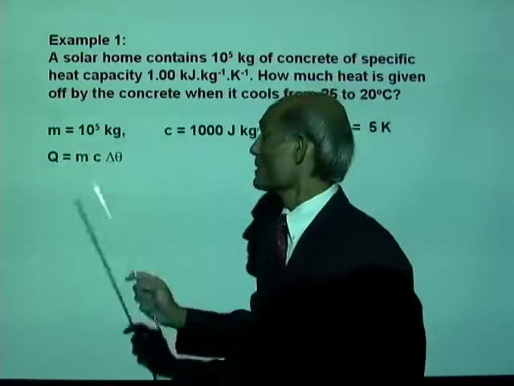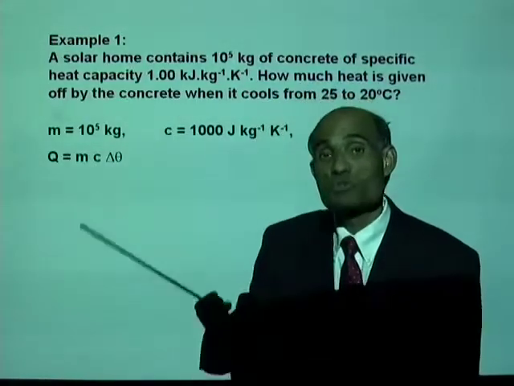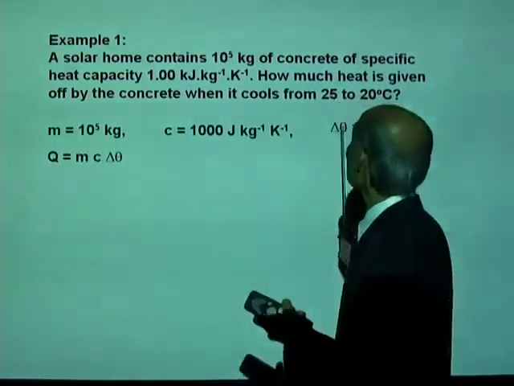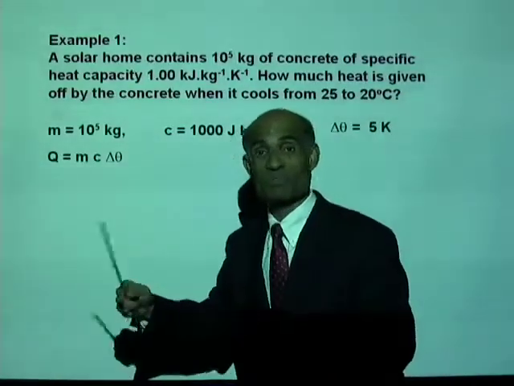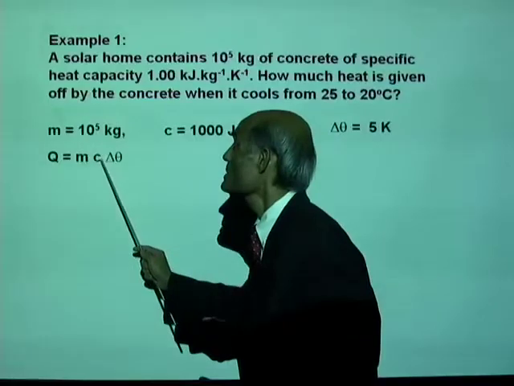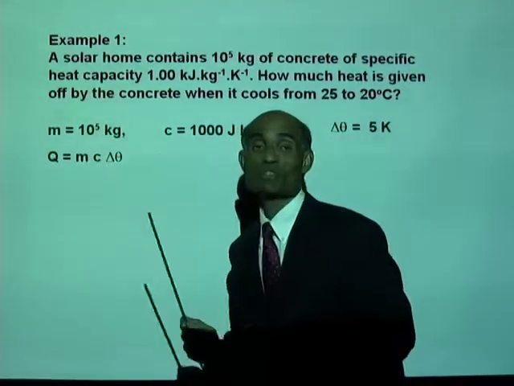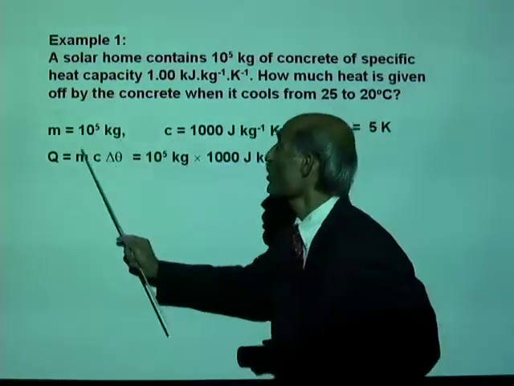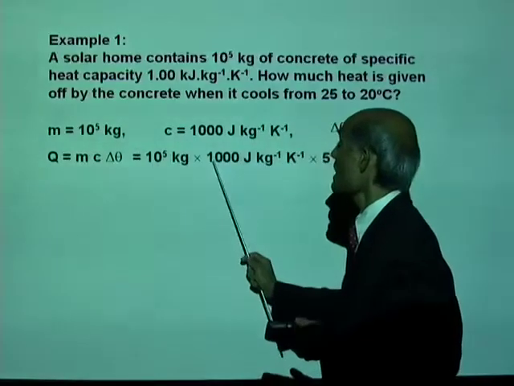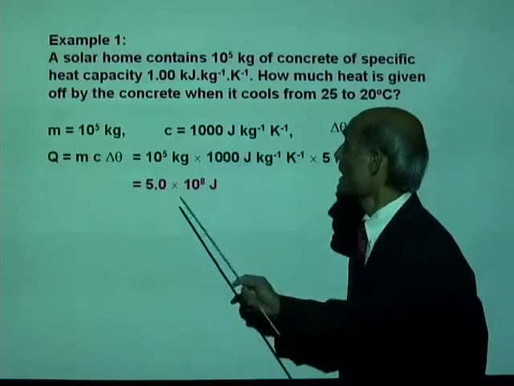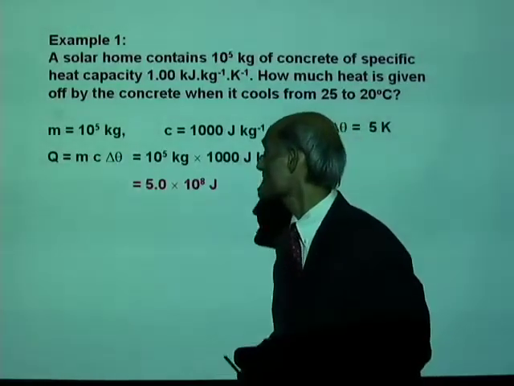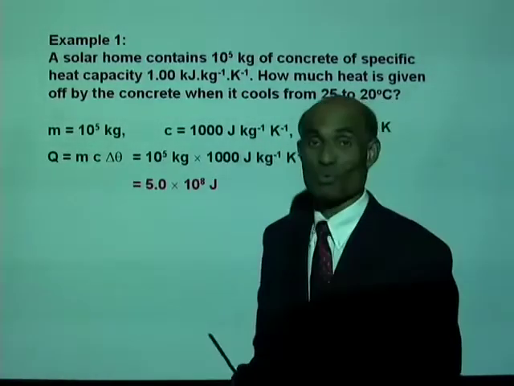Okay. The quantity of heat absorbed in order to achieve a change in temperature is mass times specific heat times change in temperature. We know all those values. Mass times specific heat times change in temperature, and that is 5 times 10 to the power of 8 joules.